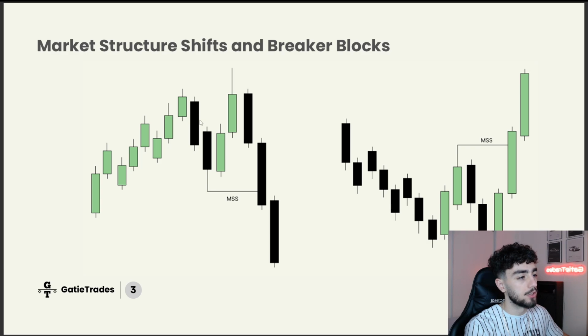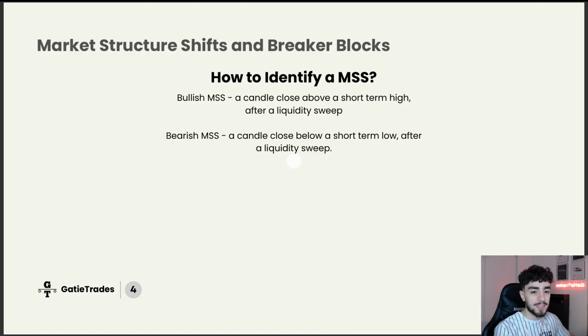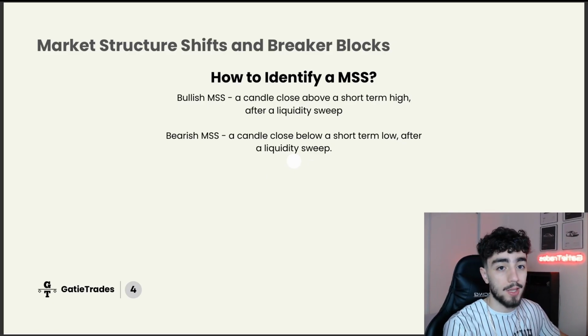So this is what it can look like visually. You can see we've been bullish and then we get a market structure shift, and this is where you'd expect bearish market structure, and on the other side we've been bearish and then you see a bullish market structure shift, therefore you can potentially expect bullish market structure. So how do you identify a market structure shift?